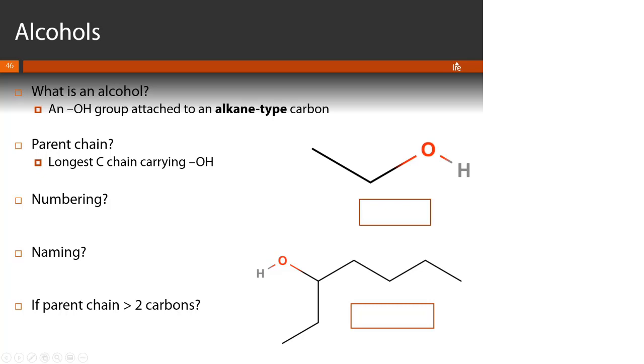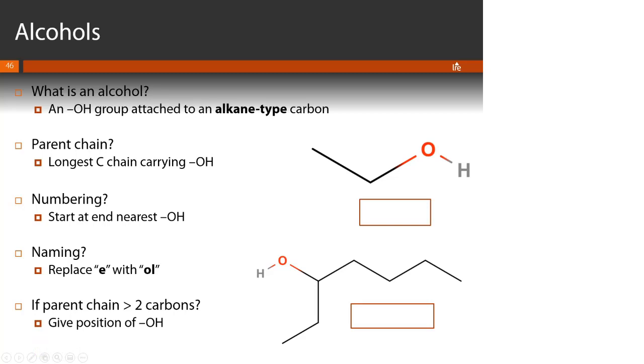We're going to start numbering our chain at the end nearest the OH, and we're going to name our molecule by taking the alkane name, dropping the E, and replacing it with OL. And if our parent chain has more than 2 carbons, we're going to have to give a position for the hydroxy group. Okay, so go ahead and pause the video and see if you can give me a name for each of these molecules on this slide.